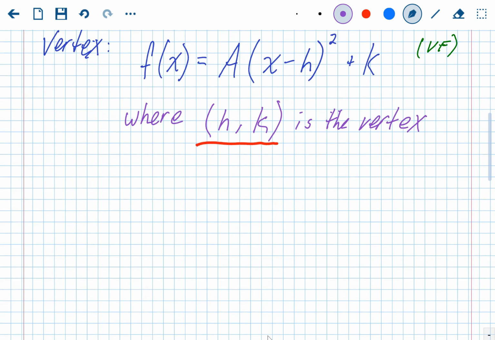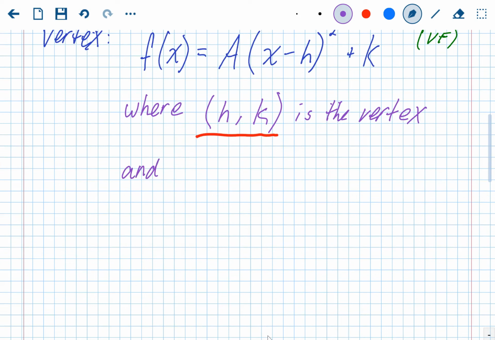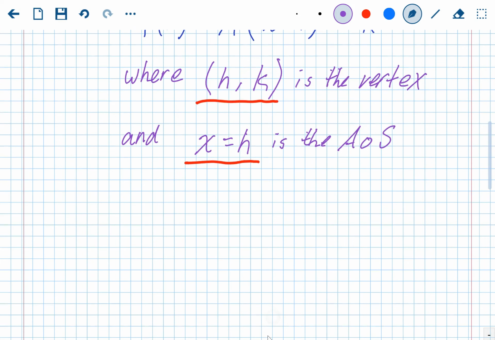All right, well, what else can we know? Okay. If hk is the vertex, that means x equals h is going to be the axis of symmetry. AOS, axis of symmetry. And then finally, the k value is either going to be the min or the max. Okay. Because the y value of the vertex is always either the highest point or the lowest point.